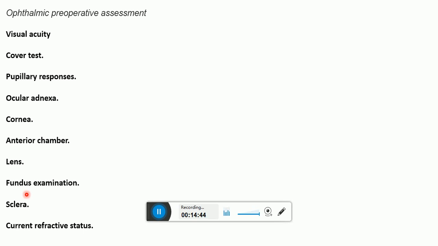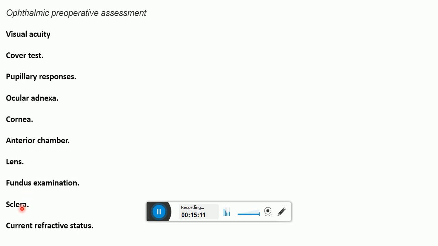Pathology such as age-related macular degeneration may affect the visual outcome. Ultrasonography may be required to exclude retinal detachment and staphylomas in eyes with very dense opacity that precludes fundus examination.